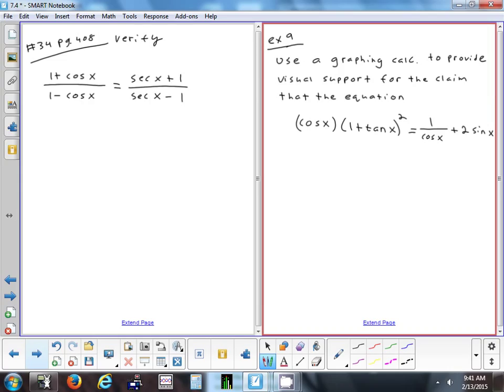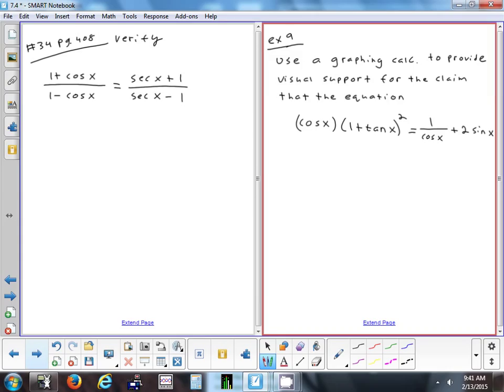Now, if you graph it and they look like the same line, does that prove it? No. The only way to prove it is the way we've been doing it with algebra. But if you graph it and the two lines are right on top of each other, there's a good chance that what they're suggesting here is probably true. So the graphing calculator is a good tool to use.